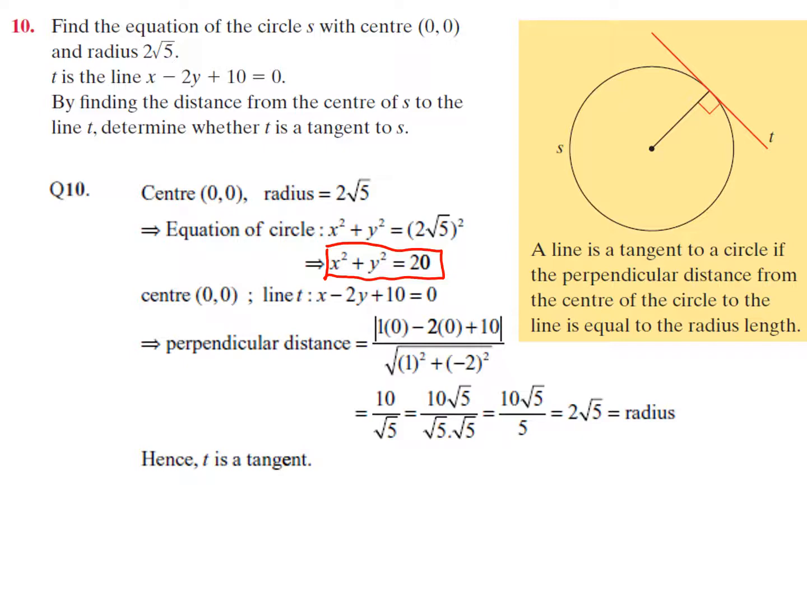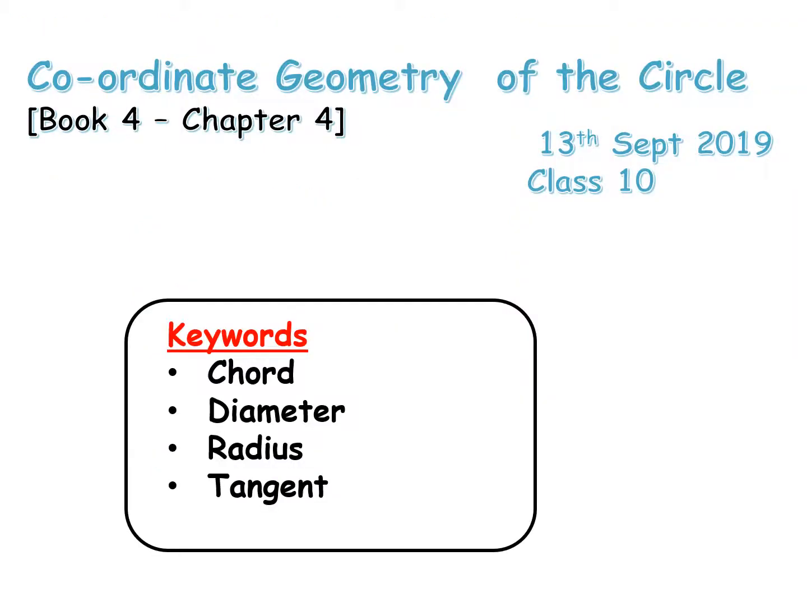If you think logically, if that perpendicular distance was further away, the line will be outside the circle. And if the perpendicular distance was shorter, it will be inside the circle, and that will become a chord. So make sure to answer the question, and here yes, hence T is a tangent. So this is for putting into your copies.